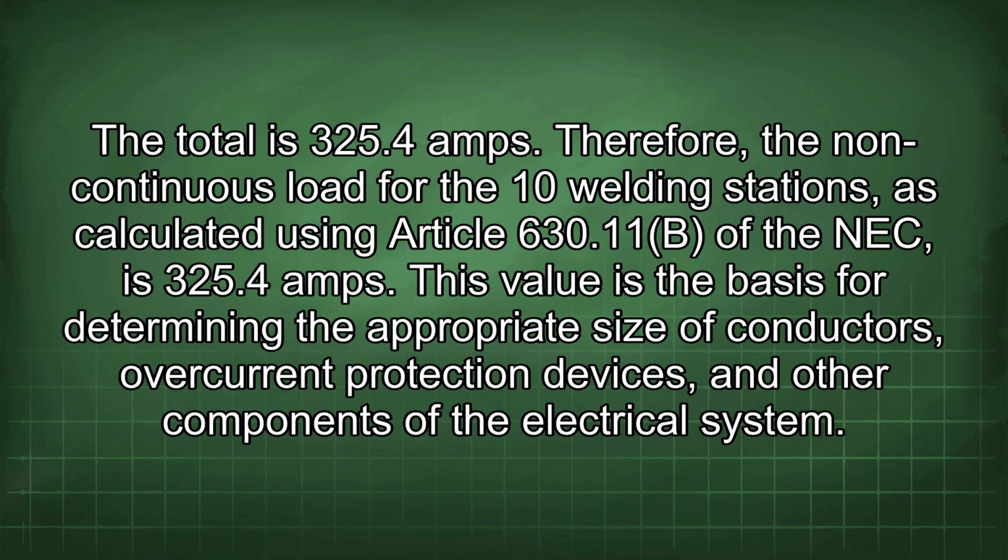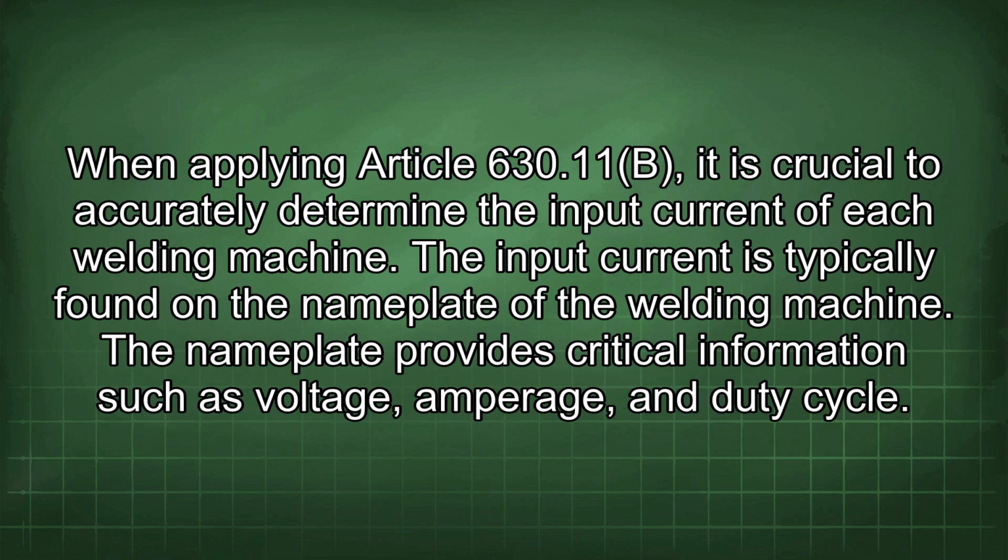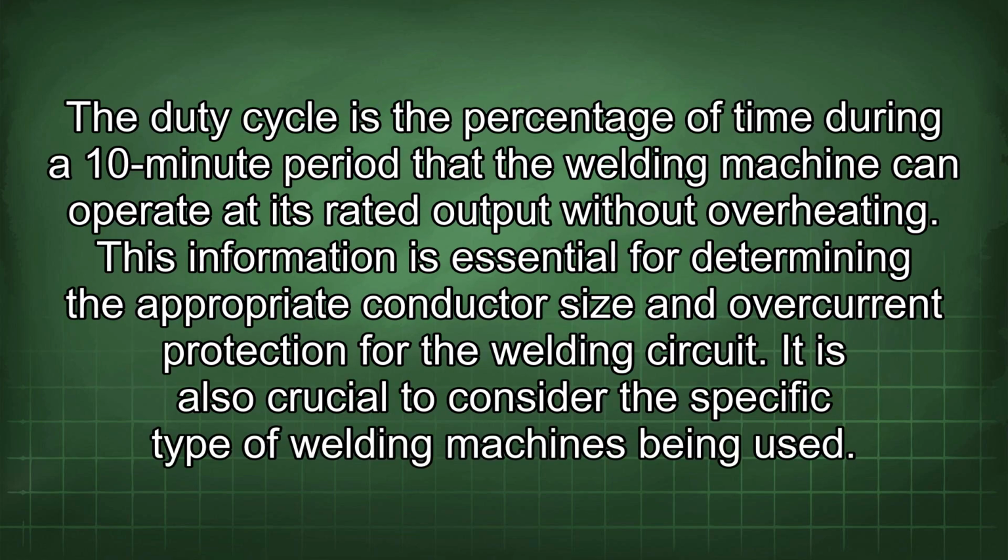When applying Article 630.11(B), it is crucial to accurately determine the input current of each welding machine. The input current is typically found on the nameplate of the welding machine. The nameplate provides critical information such as voltage, amperage, and duty cycle. The duty cycle is the percentage of time during a 10-minute period that the welding machine can operate at its rated output without overheating. This information is essential for determining the appropriate conductor size and overcurrent protection for the welding circuit.